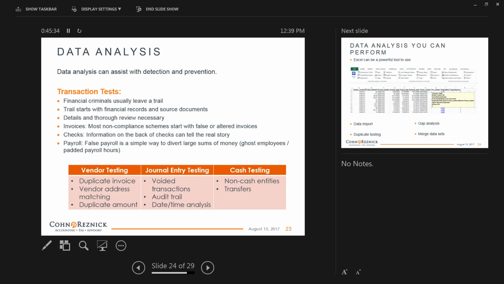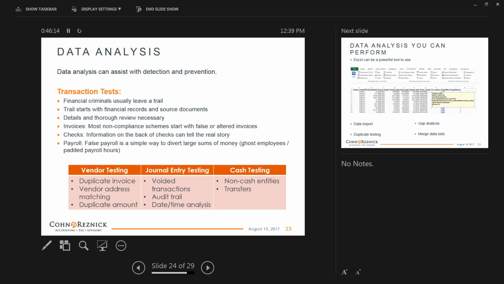And transaction testing and data analytics, there's some strong tools available to everybody today in Excel. Excel has built in some data tools within the application itself, and there are some great free add-ins that work within the Excel environment. So you don't have to learn a lot. If you're comfortable with Excel, we'll show you in a screenshot on the next slide some great testing you can run. But we said earlier, these transactions usually leave a trail.